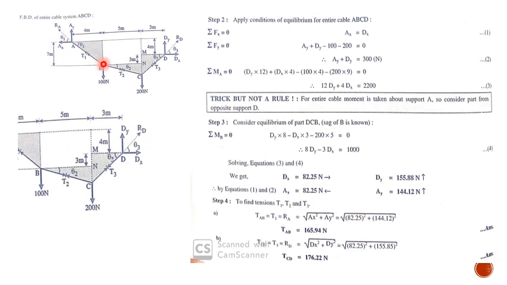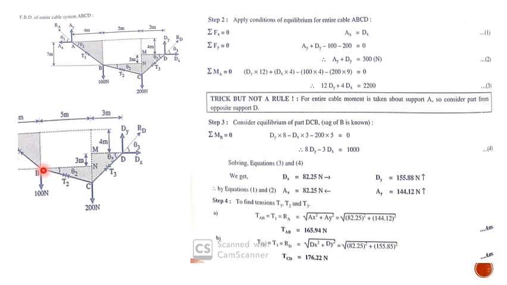Now if I take portion AB, I will get the equation in terms of AX and AY, and hence we will take the portion BCD and take moment about point B. So draw the free body diagram of the portion BCD. There will be tension along AB, that is T1 acting at B, 100 Newton force acting at B and tension T2 also acting at B. Similarly 200 Newton force acting at C and the reactive components DX and DY acting at D. With this I'll get the equation summation of moments about B equals 0. I'll get the equation in terms of DX and DY.